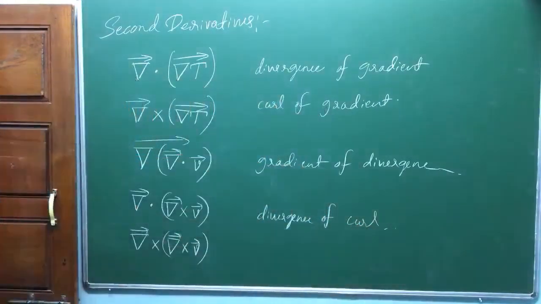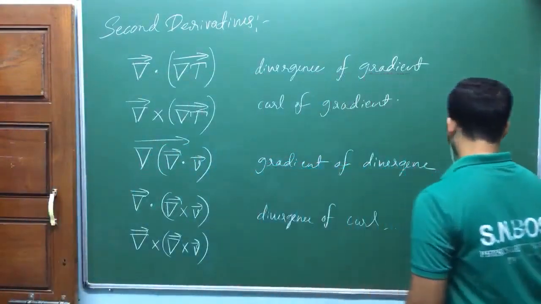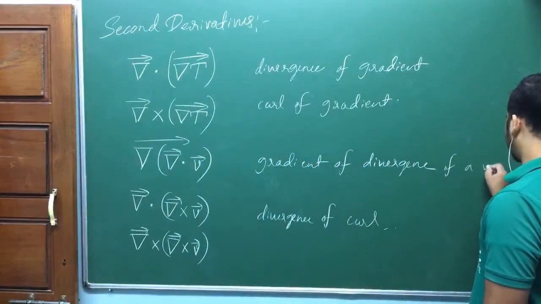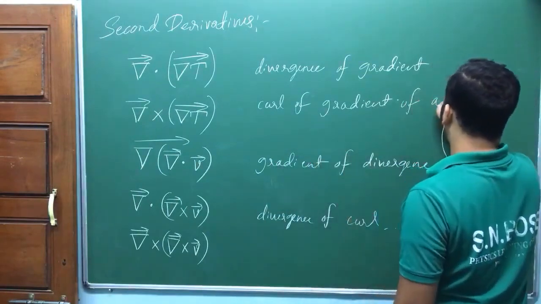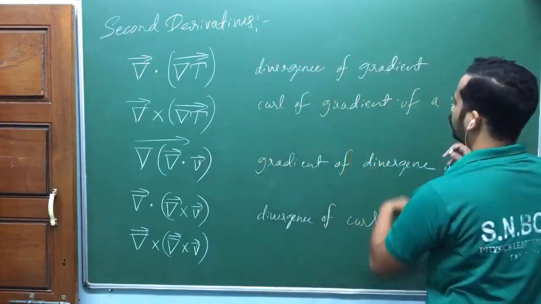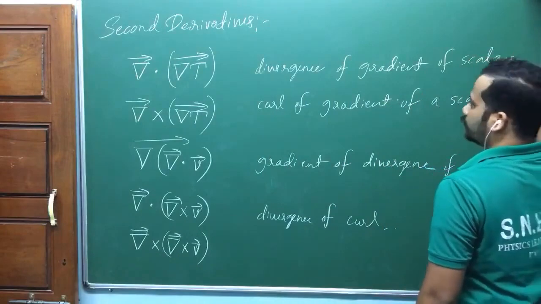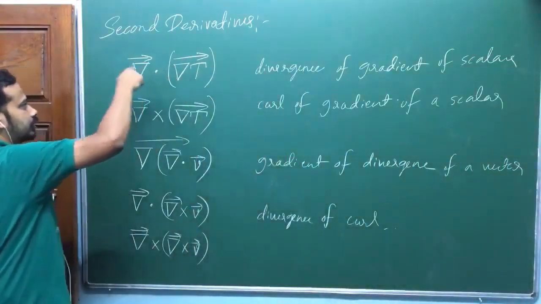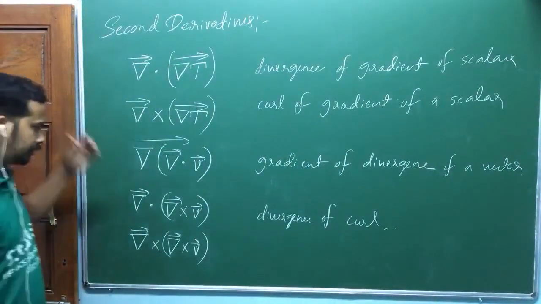Divergence of curl of a vector field, like that we define, okay? Gradient of divergence of a vector, okay? Curl of gradient of a scalar, okay? Divergence of gradient of a scalar, am I right? This is a scalar. Ultimately, we have started with this one, taken gradient, then taken divergence like that, isn't it? I hope you can deal with this kind of thing, okay?